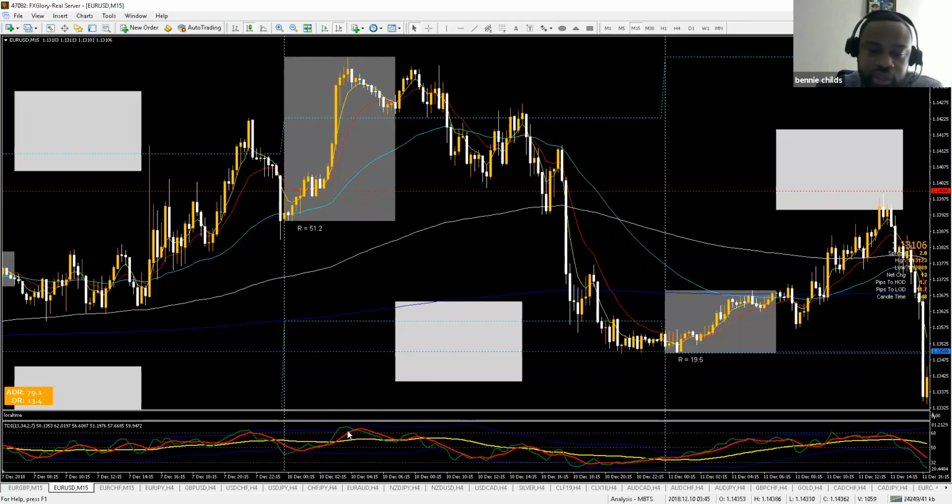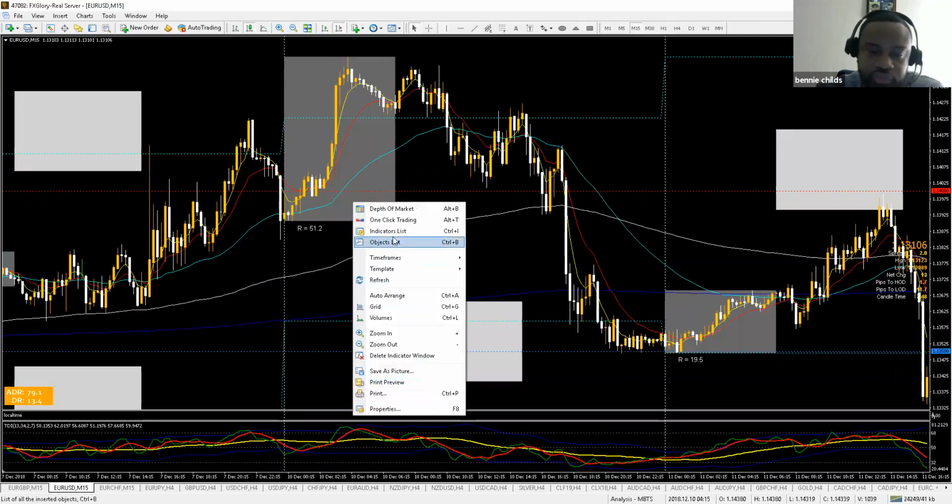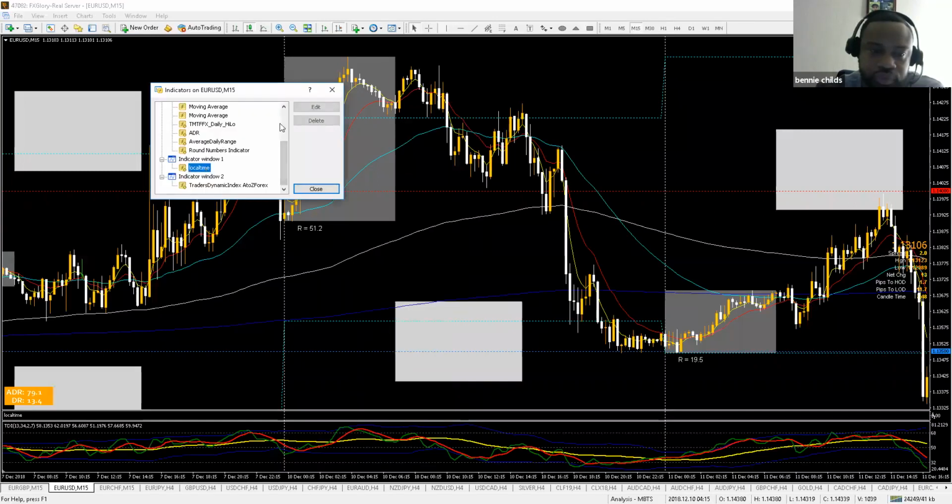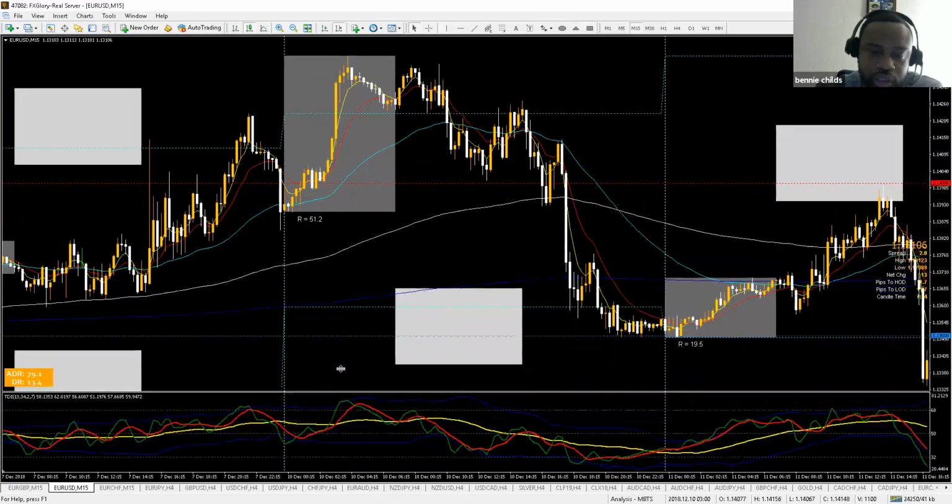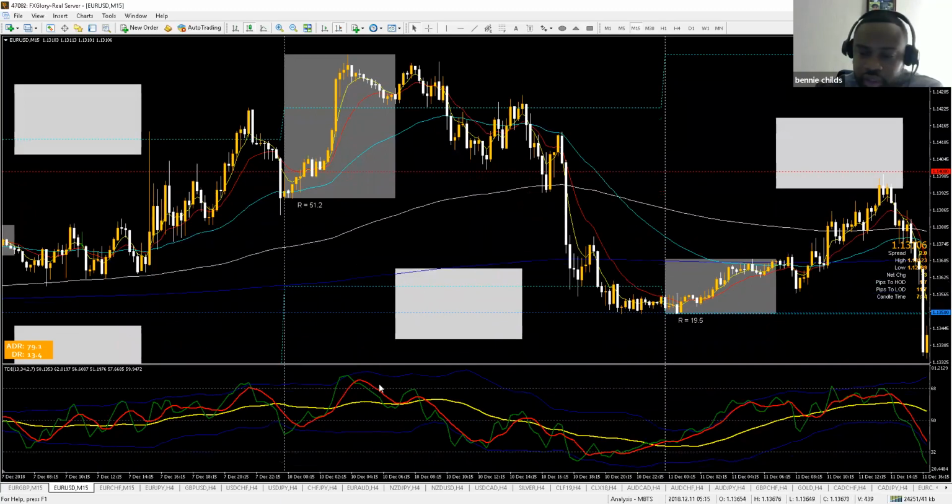Let me take this off of this one. When we look down here, we see that the green signal line is above the 68 level of the TDI. And so it lets us know that the market is at an overbought position and it should be ready to go down. So what does the market do? It eventually goes down.